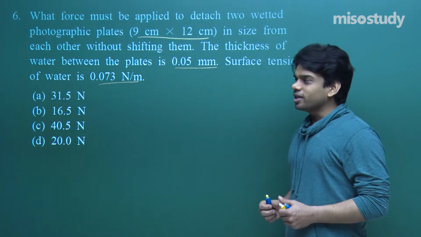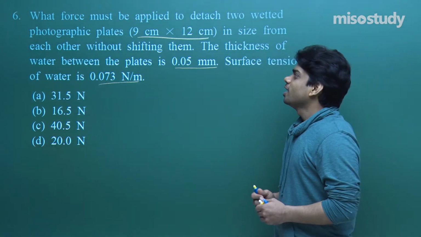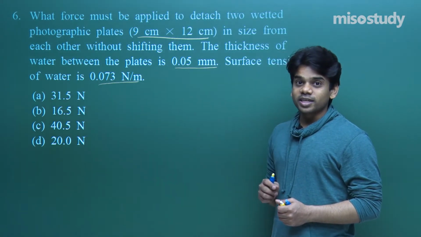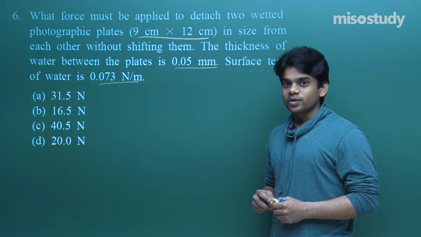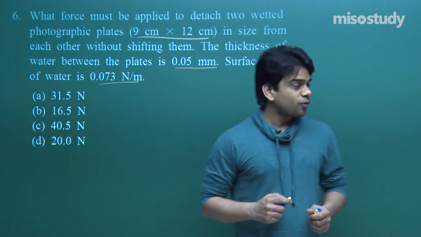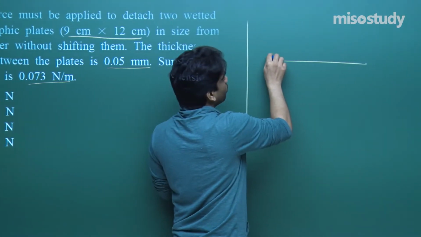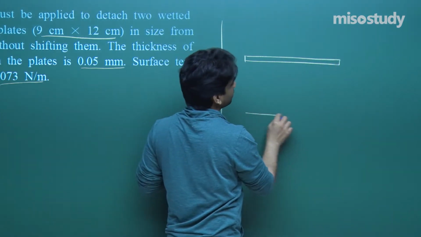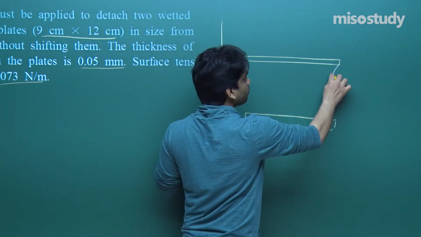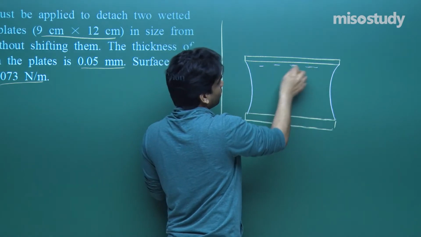First of all, you must be thinking that how to solve such kind of question. You must have not seen till now such kind of question. But let me tell you, the force acting is equal to surface tension into length. That is what we know. Surface tension into length, that is the force acting on any part of the given surface. So first of all, let me show you how this will be. If this is the photographic plate, one plate is here, this is the other plate. Now, the water will be somewhat like this. This is the water part.